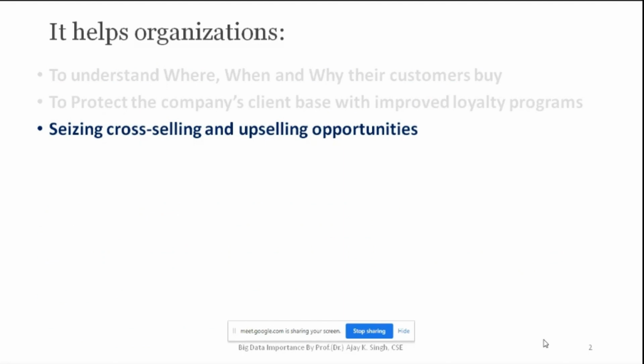Now, seizing cross-selling and upselling opportunities. So what is the meaning of this seizing cross-selling and upselling? Do you have any idea? Cross-selling का meaning क्या है? Can anyone? So cross, should I explain? और कोई बताएगा बच्चों?